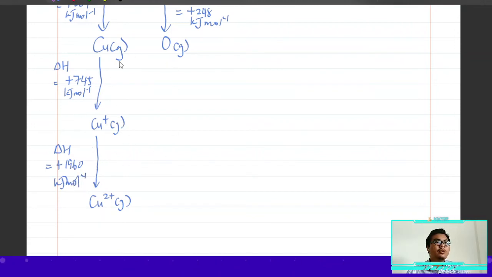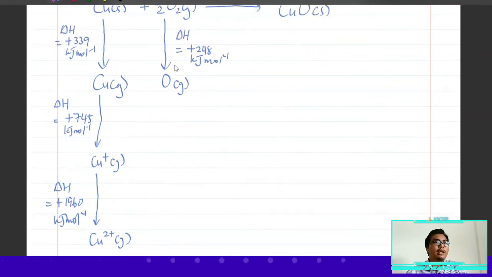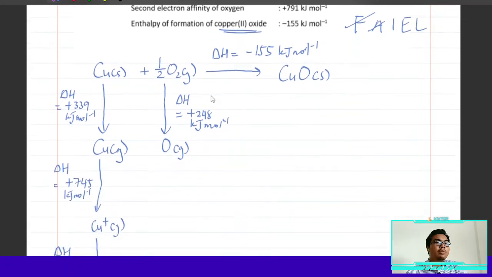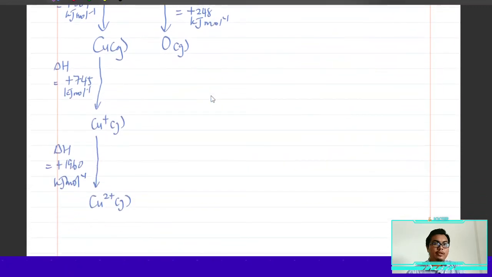Okay, so dah settle untuk ionization energy process. Untuk oksigen pula, dia pun akan undergo dua kali electron affinity. Nampak? Dia ada first electron affinity and second electron affinity. Barulah dia boleh jadi O2 negative, sebab that's the most stable ion. Okay, but to get to the negative 2 charge, dia kena buat dua kali. Yang pertama, dia jadi O negative dulu. So that will be the first electron affinity.